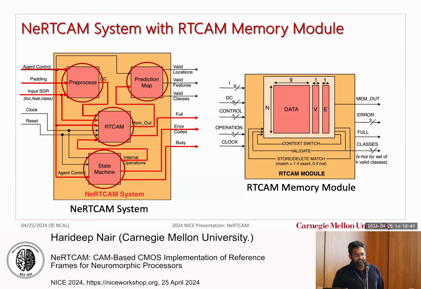And finally, the prediction map is a component that we have to compress the output, because if you have multiple possibilities, we want to compress them into a k-hot single vector. And this can be done for each of these three fields. And this just shows the memory module here, which consists of data, valid, and empty bits.